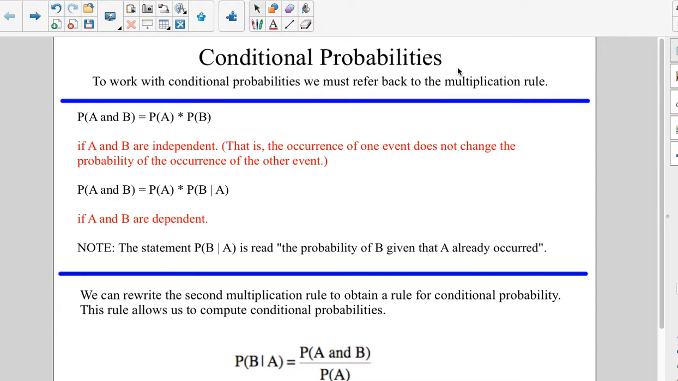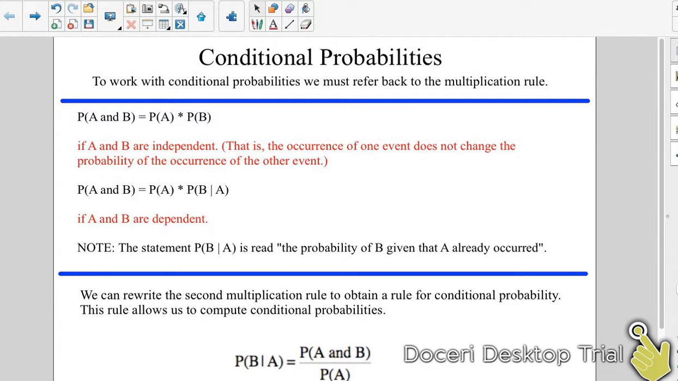Okay, today guys we're going to talk about conditional probabilities. In order to work with conditional probabilities we have to refer back to the multiplication rule that we had before. In particular we're interested in the second part of the multiplication rule that says probability of A and B equals the probability of A times the probability of B given A when A and B are dependent. Again, this little part here with the line should be stated as the probability of B given that A has already occurred.